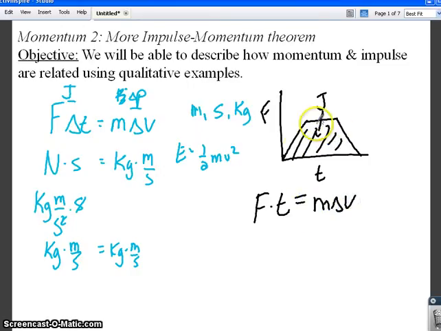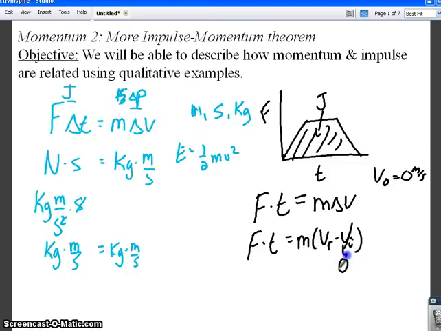So based off this graph right here, I could calculate, say, the final speed. If we'll say the initial speed was 0 meters per second, I have F times t equals m times v final minus v initial. This would be 0, and then all of this is from the graph from above. And then I would give you mass in the question. So you can see that we can take this graph to solve for a lot of other things.